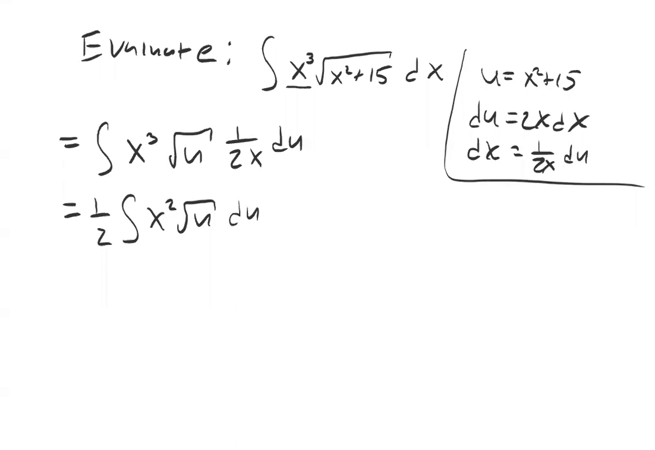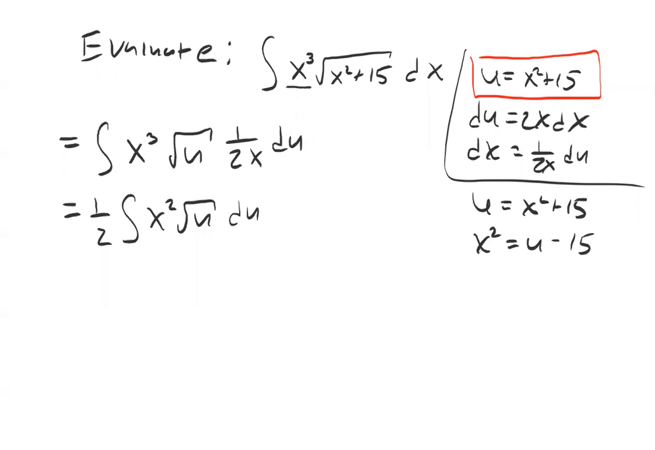And you'll remember, because I only have an x squared here, I can use the relationship between u and x, and I can determine what x squared is in terms of u. So if I solve u equals x squared plus 15 for x squared, I get x squared is u minus 15. So plugging that in, x squared is u minus 15. I'm going to go ahead and write the square root of u as u to the 1/2 du.